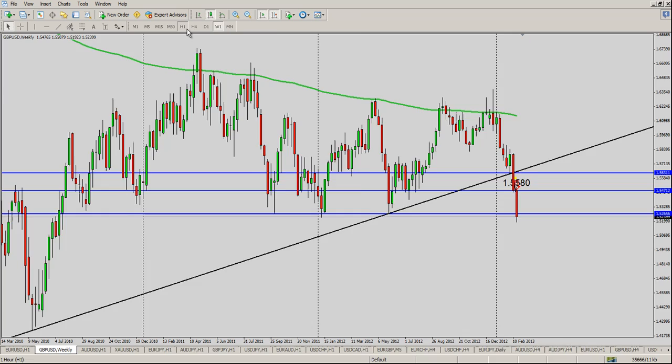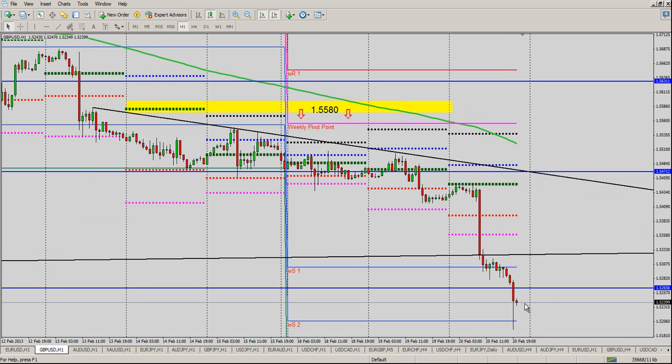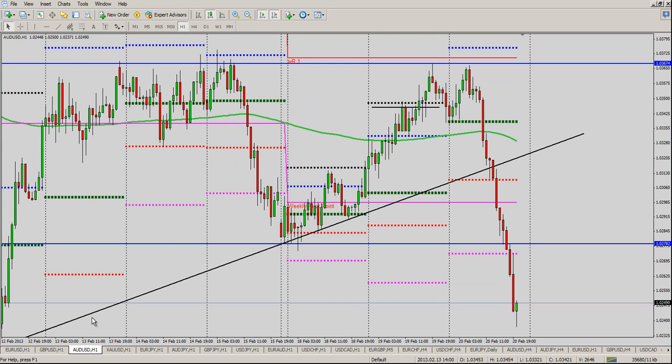So I'd like to see a little bit of pullback and see if we can continue selling this. But at this point, it's pretty tough to get into this pair. It's borderline oversold, and it's going to be a little bit tricky. So I'm probably going to sit out the pound dollar for a little while.